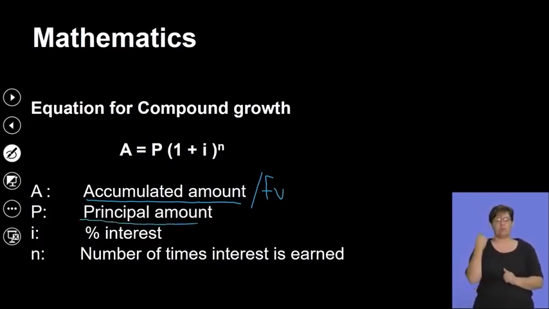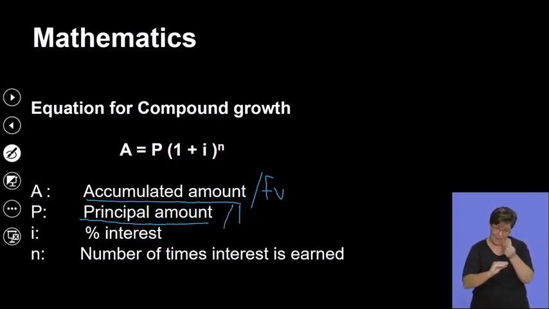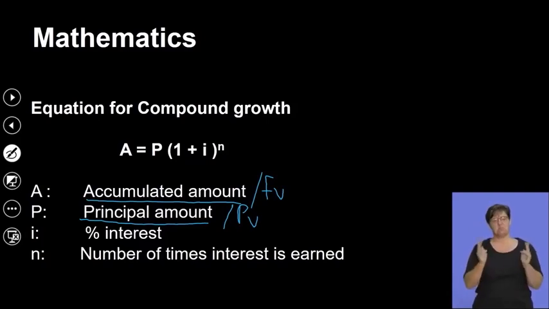Then the principal amount will be the amount that you start with now when you are starting your investment. So we can also even call this the present value. That's one way we can look at the principal amount. Then i will be the interest. The interest is normally per annum, but we're going to factor in the compounding period. And then we also have the number of times interest is earned.